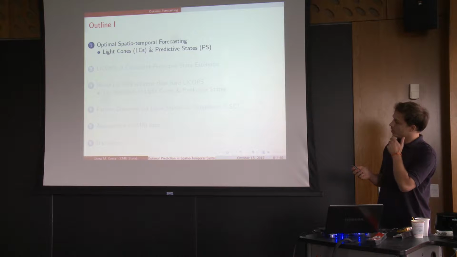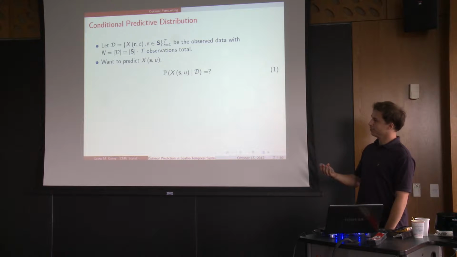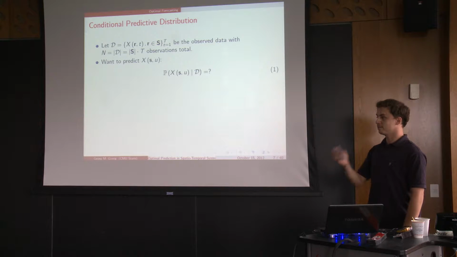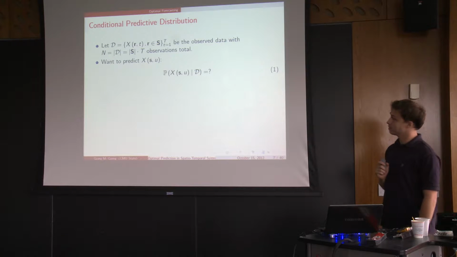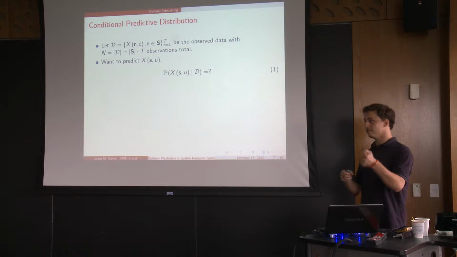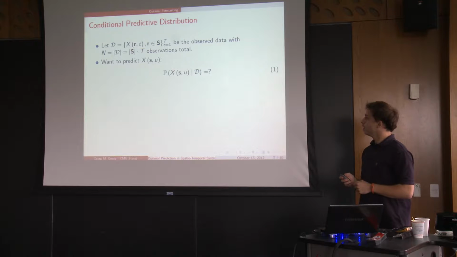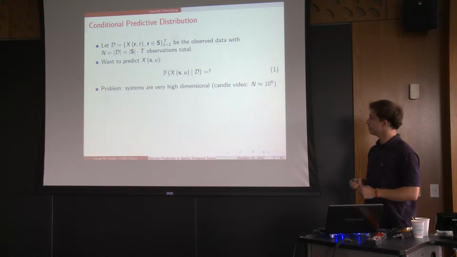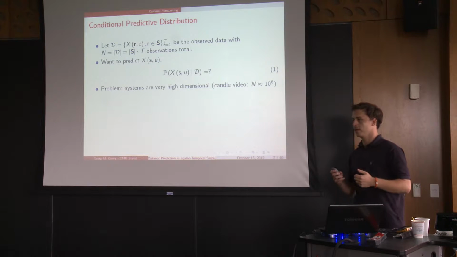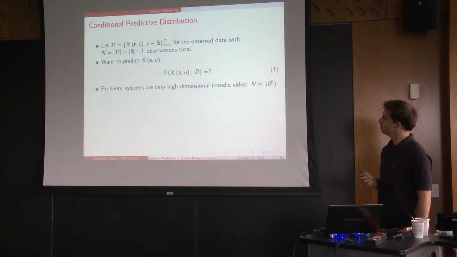So what do we have to do if we want to forecast optimally? Well, if you want to forecast something, predict something, you have to know the predictive distribution. So let's say you have some data D, that's the entire field, and there are total n observations. If I want to predict a new x, I have to know the conditional distribution of x given the data. The problem is, as I said already earlier, this is very high dimensional. Just the candle video, you have 1 million points. I don't want to estimate a conditional distribution with a million dimensional random variable. So we have to somehow limit that.